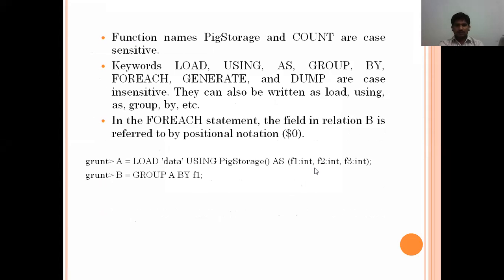Here, for example, this is a grunt shell. If we have lines, how do we run them? For example, A is a load, B is a group, and C is a foreach where B is generating count. How are we going to run each Pig Latin script statement in the grunt shell?